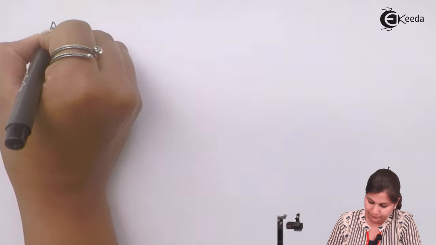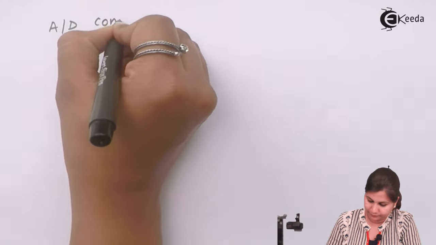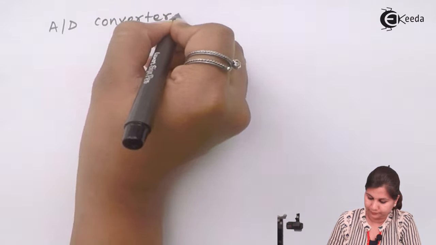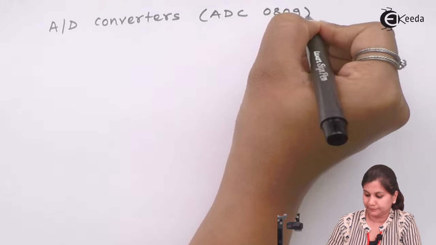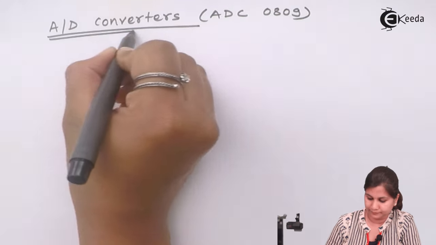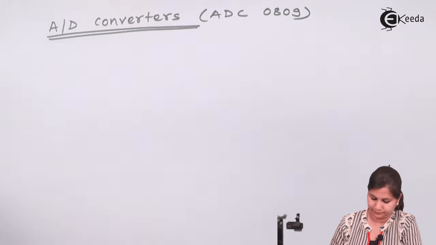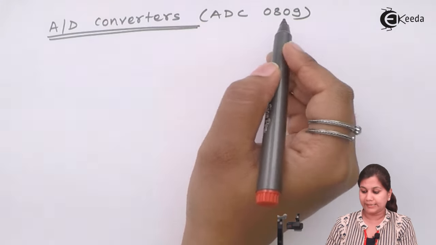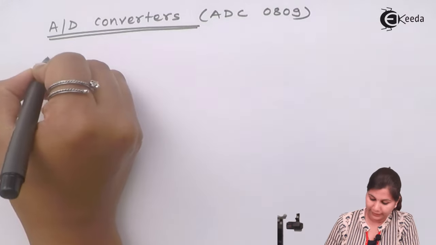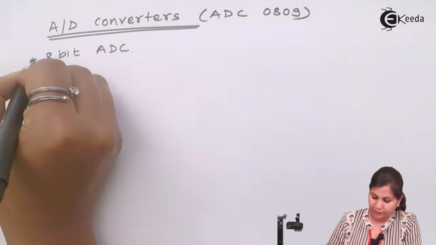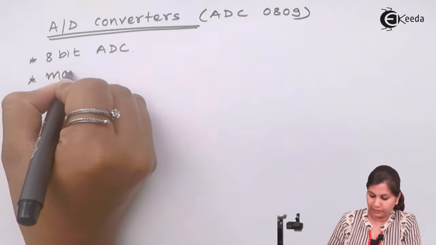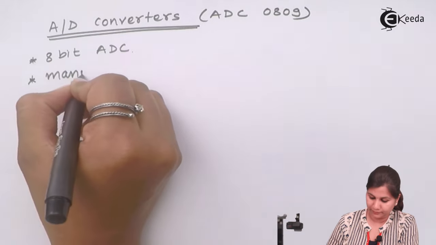Now next, let's see the analog to digital converters. Here we will study the IC 0809. This ADC0809 is also an 8-bit ADC which is manufactured by the National Semiconductors Corporation.